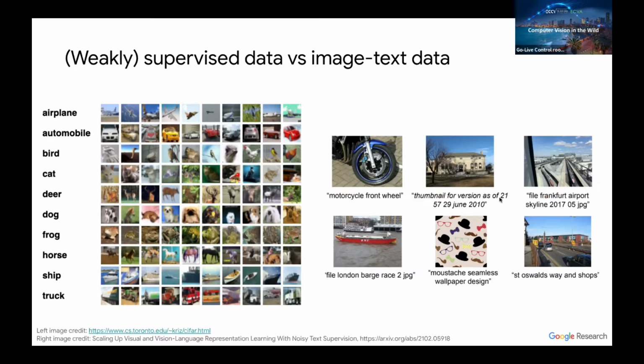Some say version as of 21:57, 29 June 2010. It's likely some version control from certain websites. And there's also some alt text like motorcycle front wheel. This is very high quality. So the hope is that from those high quality and sometimes noisy web data, if the scale is big enough, the data can actually speak for the model and learn good signals.